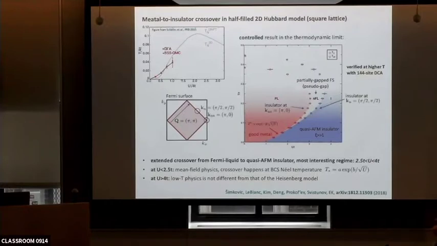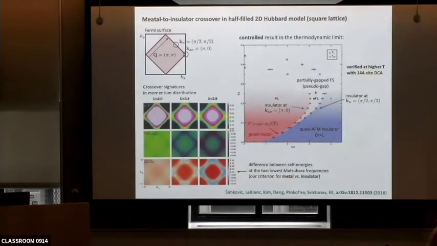Right, so we can also look at something that is actually observable. The problem, of course, with the self-energy is that you cannot observe that in an experiment, but you can at least observe the momentum distribution, and we see that the momentum distribution evolves across the crossover, where we start with something more resembling the Fermi surface, but then as we cross over to the insulating regime, here at the antinodal points, the momentum distribution is suppressed and it becomes more circular inside the insulating regime.